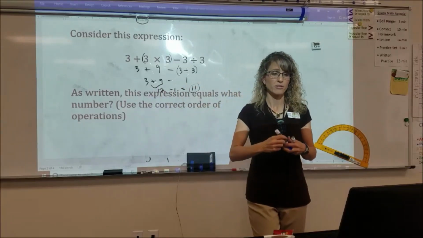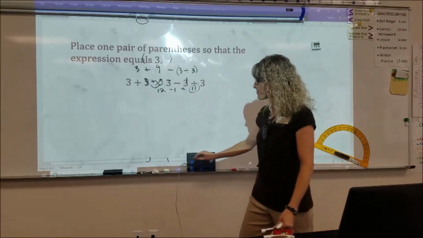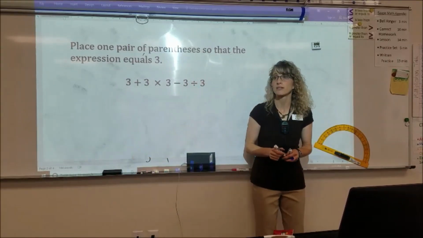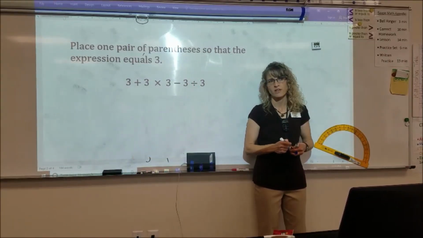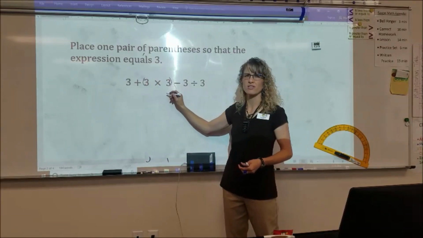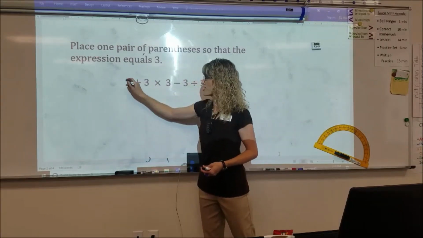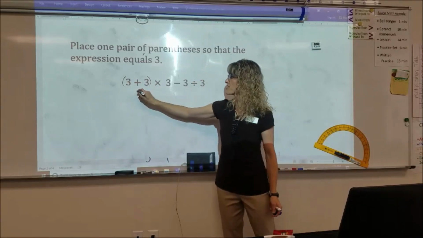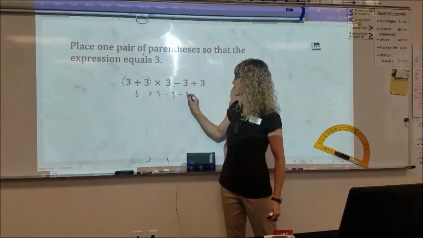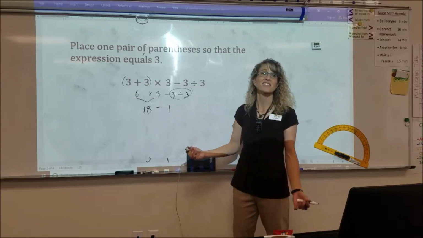I'm going to switch things up now. What if I told you I want to put parentheses in it so that I can force the answer to be a 3? I want the answer to be 3. Okay, so the first time we did it, we put them here, right? And our answer was 11. So where else could I put parentheses? I could try here and see what our answer is. 6 times 3 minus 3 divided by 3. Let's do 18 minus 1. That's 17. That's not going to work.